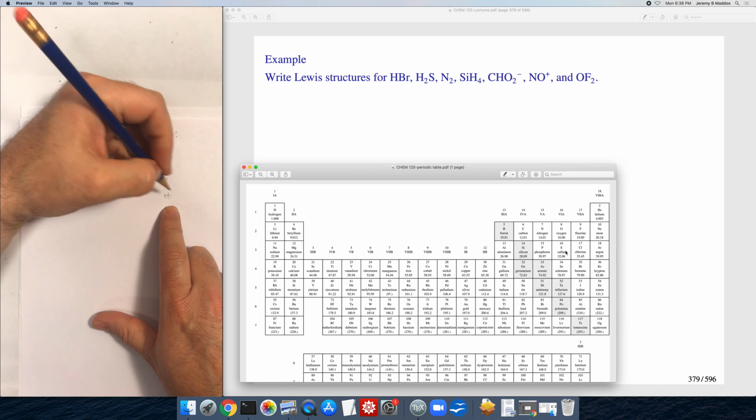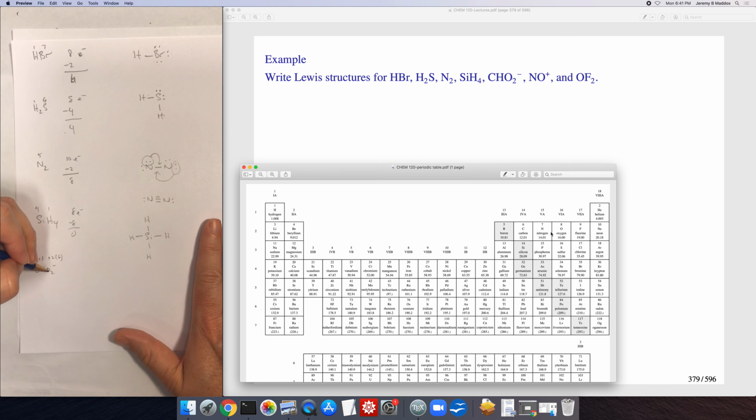Let's take a look at this anion here. So we've got CHO2 minus. Carbon has 4. Hydrogen has 1. Each oxygen atom, I'm going to write it like this, 2 times 6. Okay, so that takes care of all of the valence electrons from the atoms, but notice that there's a negative charge here. So there's going to be plus 1 more electron. Okay, so we've got 12, 13, 14, 15, 16, 17, 18 electrons that we've got to deal with.